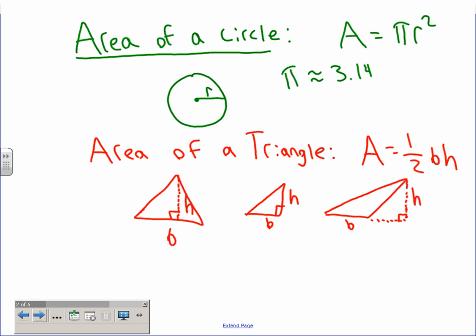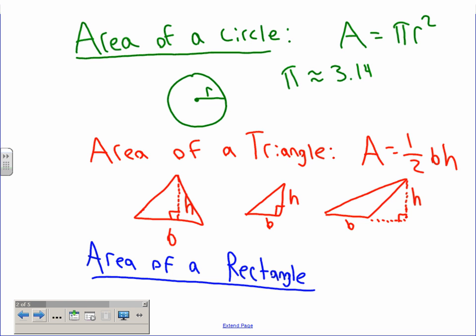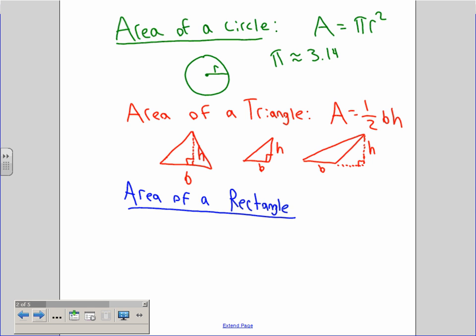And the last one that you need to know and be familiar with is area of a rectangle. So area of a rectangle is length times width. So if I have a rectangle with a certain length and a certain width, we know all those are right angles, then I just multiply length times width to find the area.